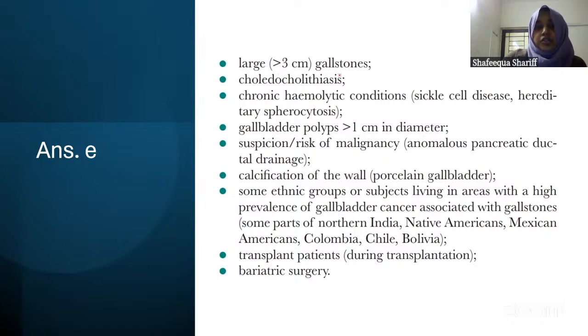So when there are large stones, stones in the CBD, or chronic hemolytic conditions where pigment stones are formed. GB polyps greater than 1 centimeter, where there's a risk or suspicion of malignancy, or an anomalous pancreatic duct drainage. And a porcelain gallbladder, and certain ethnic groups or subjects living in high prevalence areas of gallbladder cancer, that is Northern India, Native Americans, Mexican Americans, and others. And transplant patients, especially during the transplant surgery, and patients who are planning to undergo bariatric surgery.